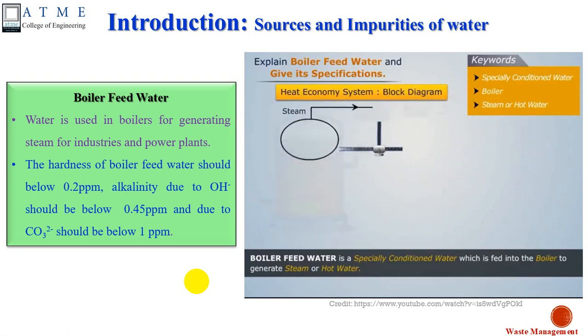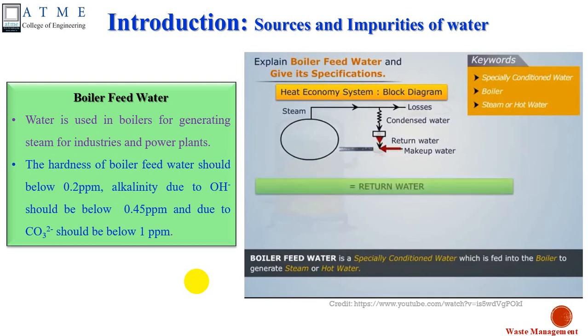Steam produced in the boiler is condensed after use and is returned as pure feed water called the returned water. Then some fresh water or make-up water is added to this returned water. It is this combination of returned water and make-up water which is fed into the boiler.